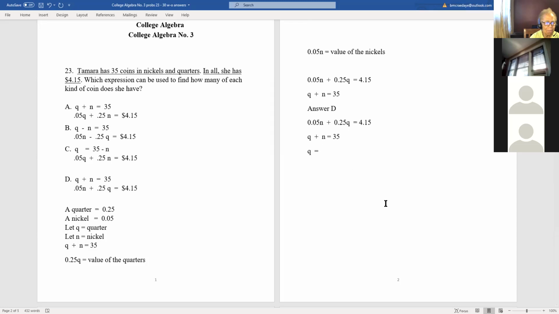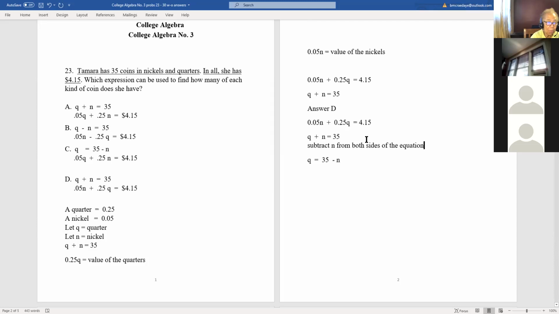No. Or 35 minus n. That's right. Perfect. 35 minus n. Because what you did is subtract what? n from both sides. Let's just put it here. You subtracted n from both sides of the equation.